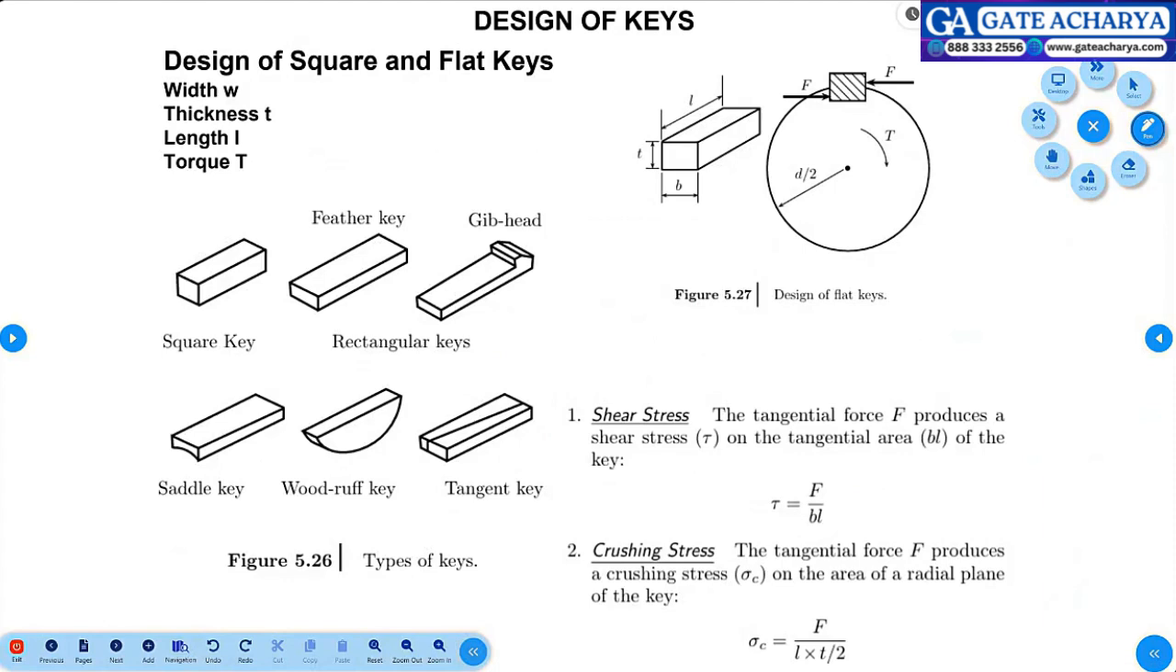At certain places, bending will be more dominant. At that time, we need to go for the lengthier one. Where torque will be dominant, we need to go for woodruff. So accordingly, we select keys based on the application, right?